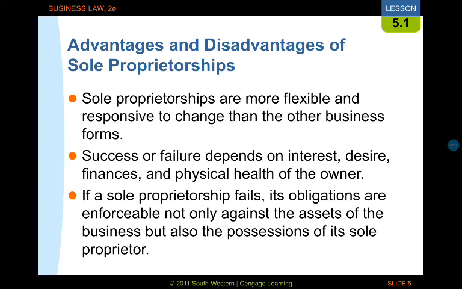If a sole proprietorship fails, its obligations are enforceable not only against the assets of the business, but also possessions of the sole proprietor. So again, your company and you, when it comes to liability, are not separated. So just make sure you know that. That tends to be one of the disadvantages because of that. Because when you open a business, you are risking you and your stuff.